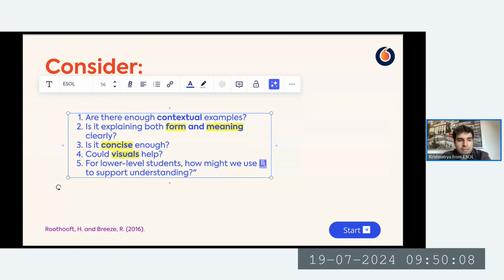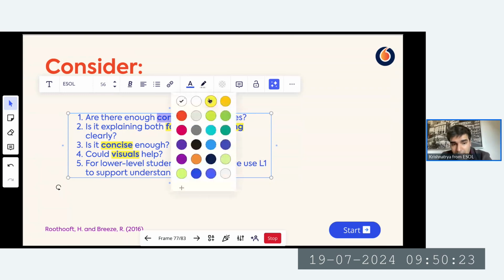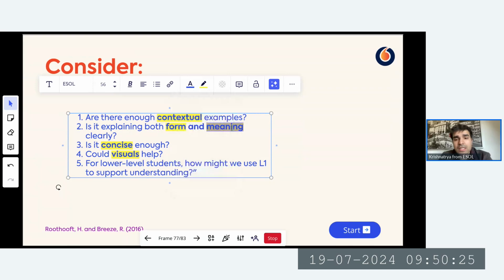L1 means mother tongue. Thank you very much. First language. Lovely. So I did not use L1 much, but yes, I gave context to the lesson. I've looked at the form and the meaning as well. I was concise and used visuals. So what do we understand from this lesson? What is the entire idea of this lesson?